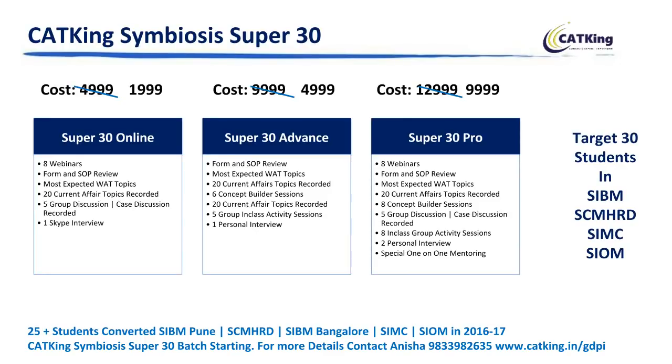Here's a quick overview of the CATKing Symbiosis Super 30 program. The objective is to get 30 students into SIBM, SCMHRD, SIMC and SIOM this year, because we want to make sure you all get into the top colleges along with the rest of the students, and that you are doing everything it takes to convert the Symbiosis call.